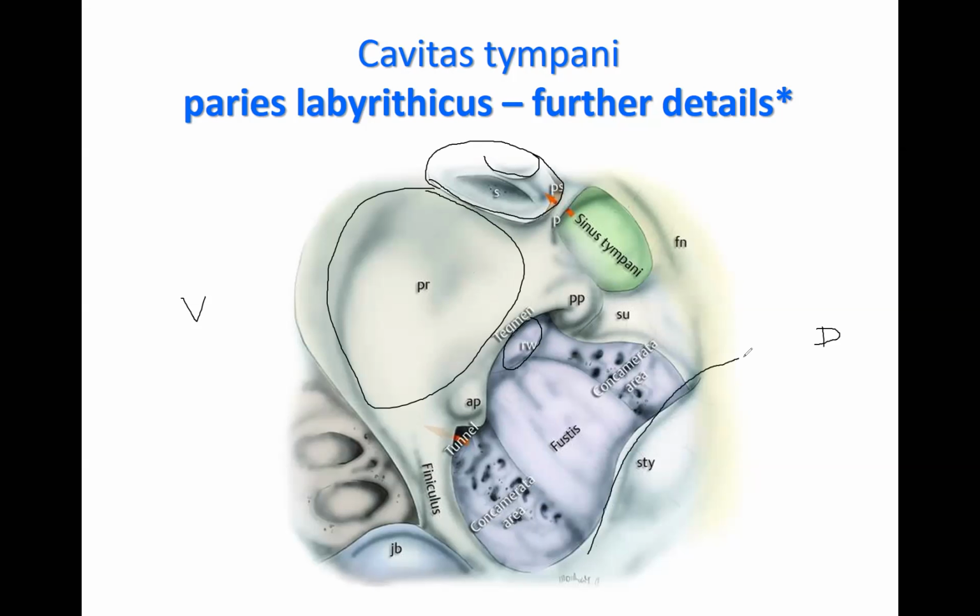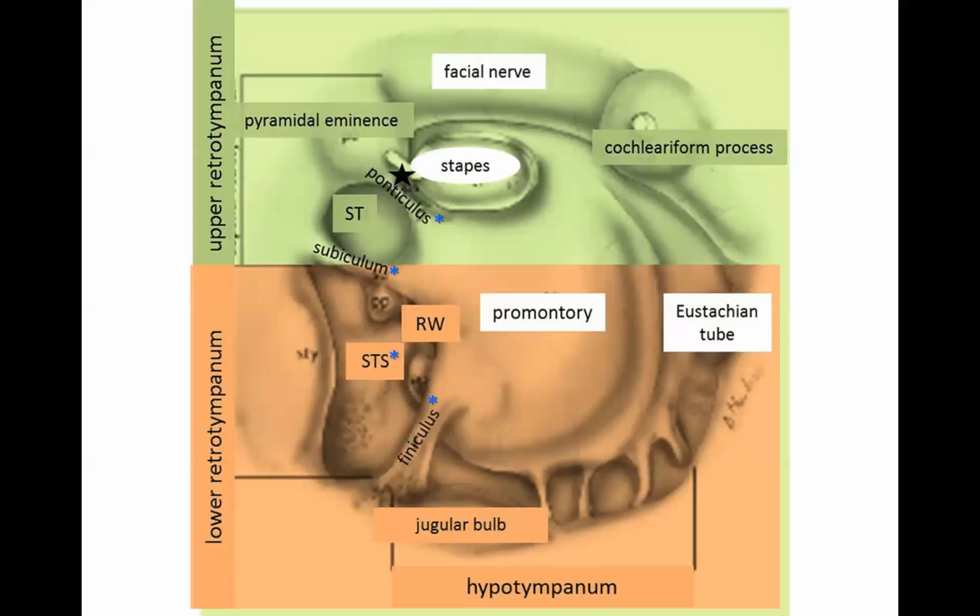And there are some other structures, like anterior and posterior pontes, a subiculum here, a ponticulus here, a funiculus here, and a fustis here. This is important for ENT surgery, and you do not learn these smaller structures. We are just talking about the larger structures. This is just to show you that it is not so easy, and the anatomy is very complicated.